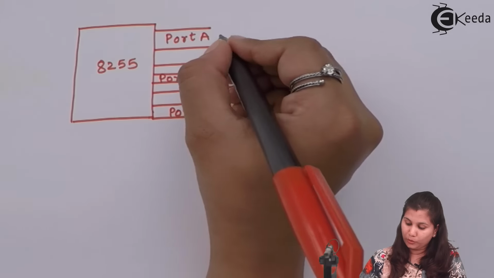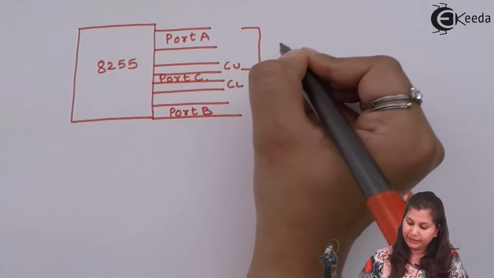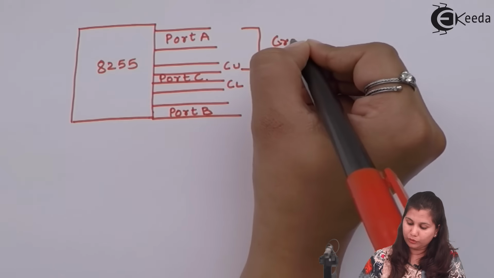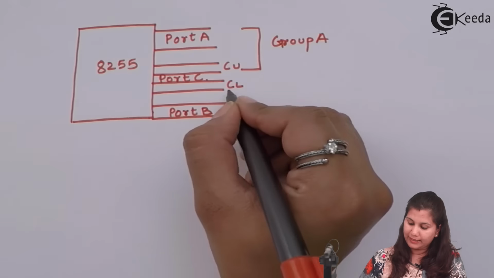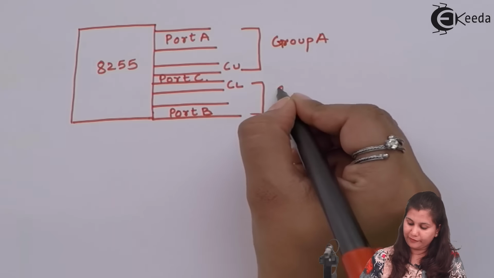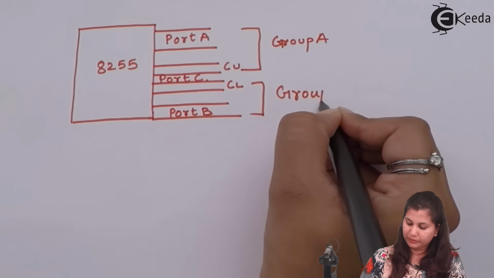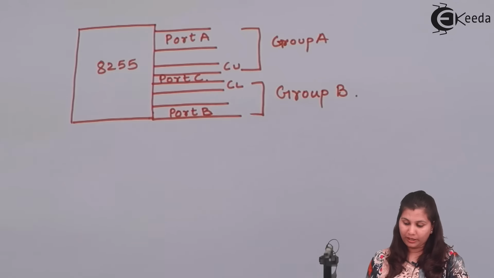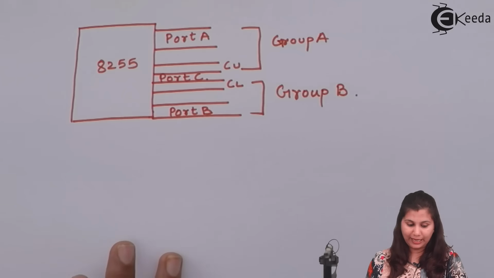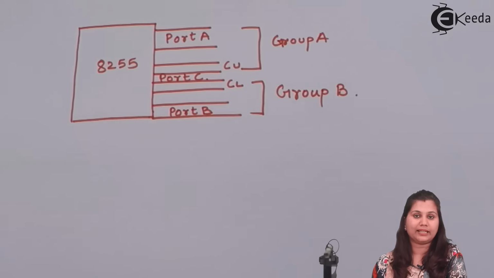Okay. So port A and C upper, they are forming the group A, and C lower and port B, they are forming the group B. Okay. Now these ports, they can be programmed either as an input port or as an output port.